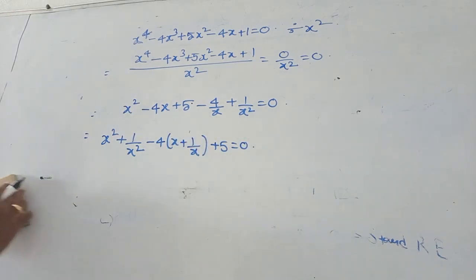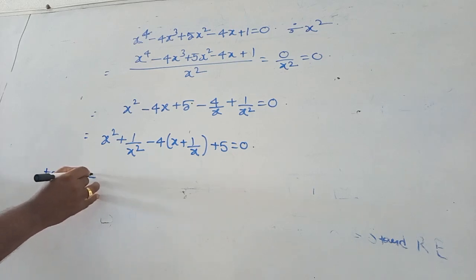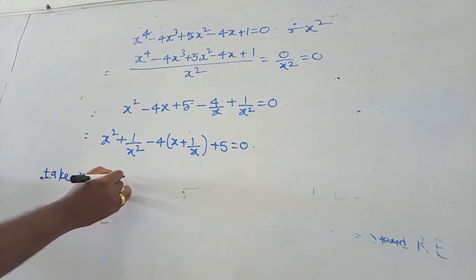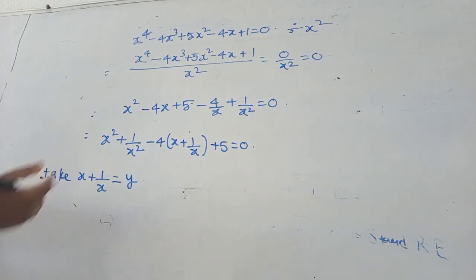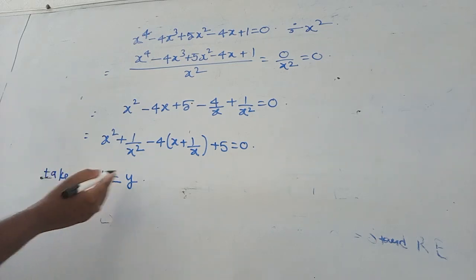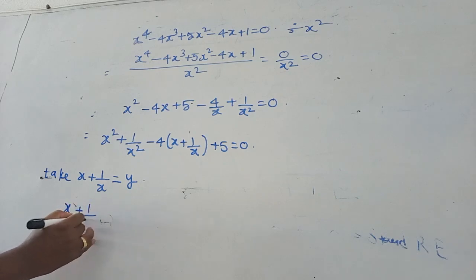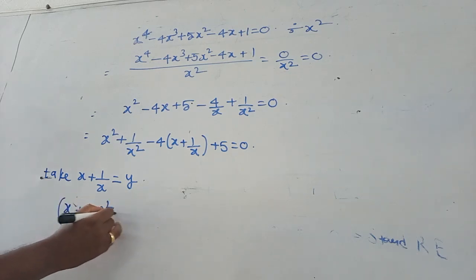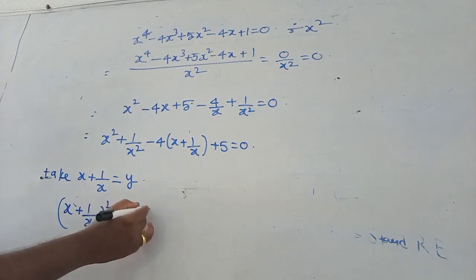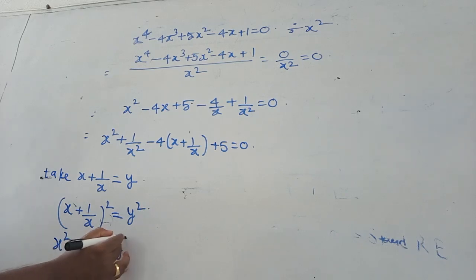Now in this, let us take x plus 1 by x as some symbol y. You know how to solve this type of problems. Once you take x plus 1 by x is equal to y, by squaring on both sides, you know that x plus 1 by x whole square is equal to y square. Now after simplification, you know x square plus 1 by x square is equal to y square minus 2.